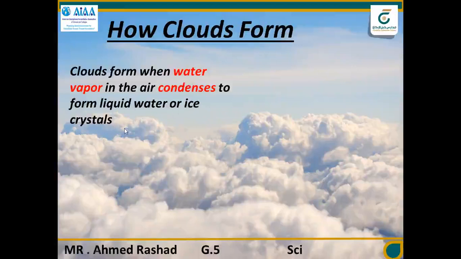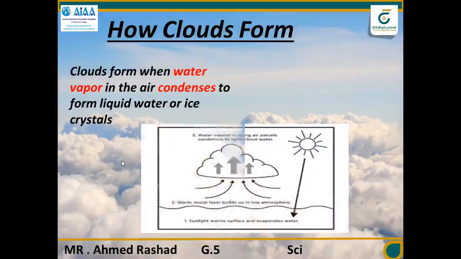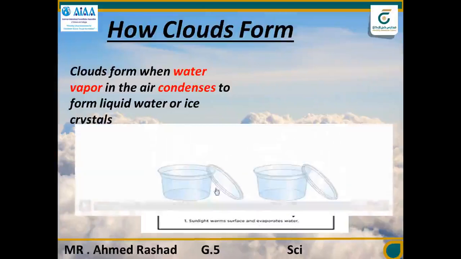water or ice crystals. So we can remember the water cycle and its steps: how the water absorbs the sunlight and evaporates to make water vapor, and after that condensation makes the clouds. We can watch this video that describes how clouds form in a specific layer in the atmosphere.